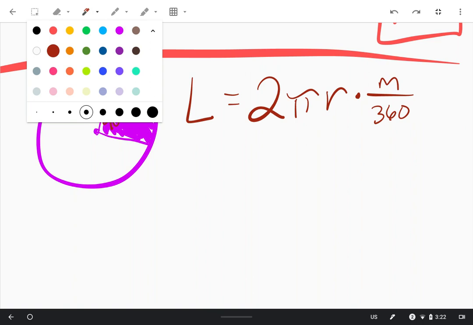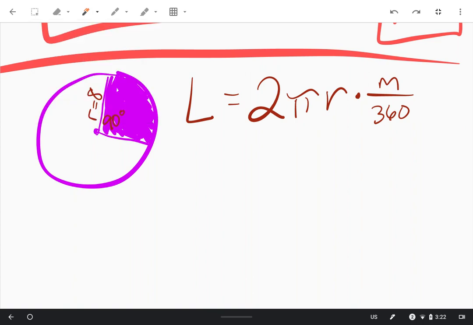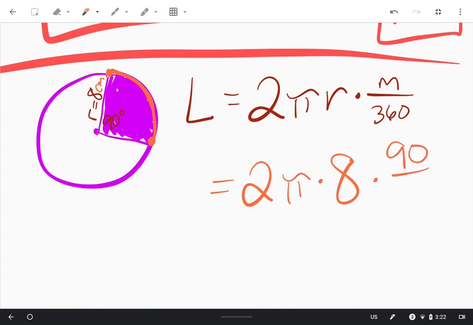So again, here we're looking for the arc length. The arc length refers to the distance from here to here. We're looking for the distance around this edge. We'll call this centimeters. We have that, so we're going to go in and we're going to do 2 pi times 8 times 90 over 360.